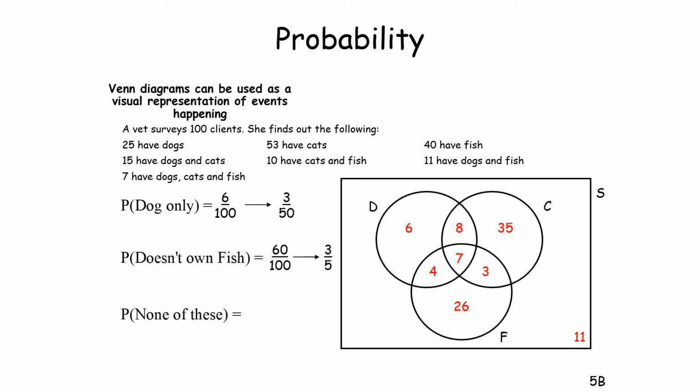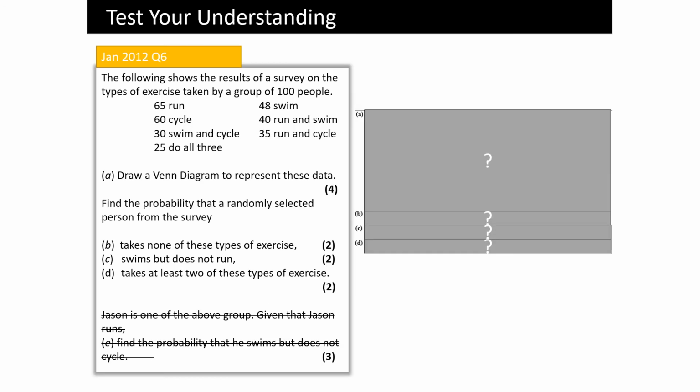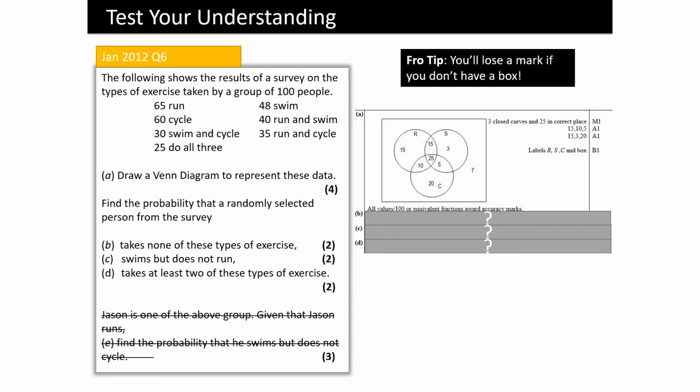And the next part of the question says, what is the probability of a client having none of these? Just simple, 11 out of 100. Okay, so here's the answer for part A. You draw the Venn diagram, B, C, and D.